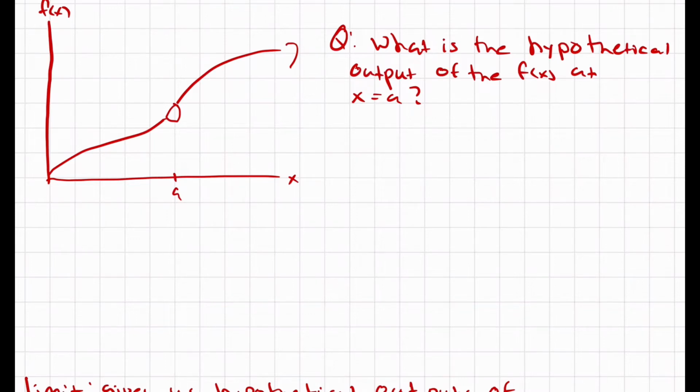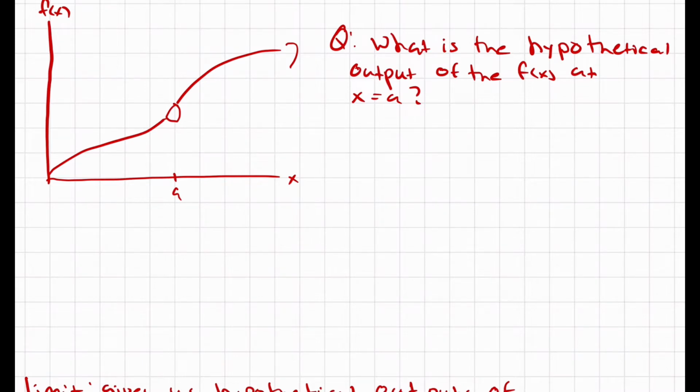So we're given the graph of a function called f of x. At f of x, there is a point called a, where there is a discontinuity, as you can see by the hole in the graph. So the question is, what is the hypothetical output of the function f of x at a?